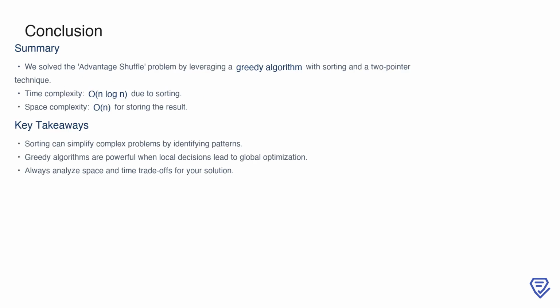Great job making it to the end. Today, we covered the advantage shuffle problem and explored how sorting and a greedy approach can simplify this challenge. Remember to practice similar problems to solidify your understanding.